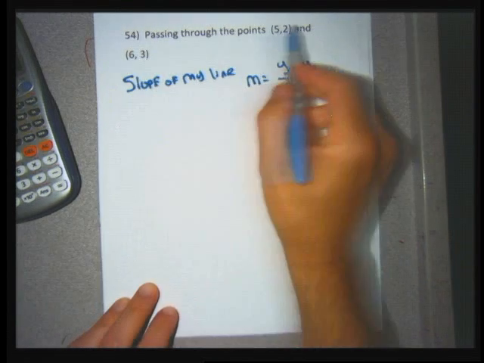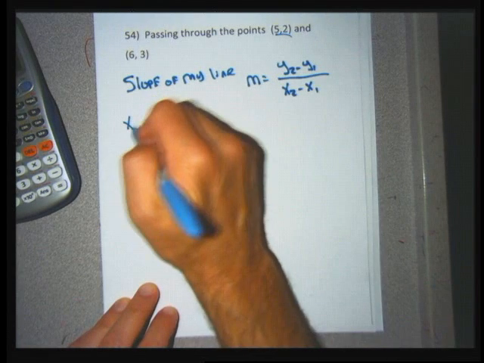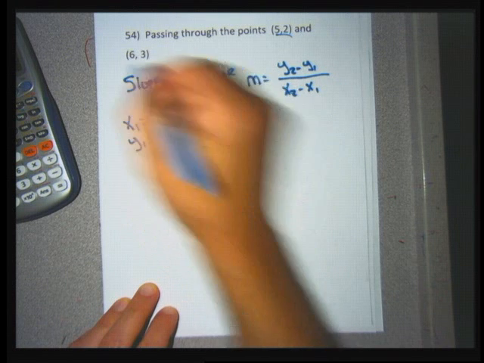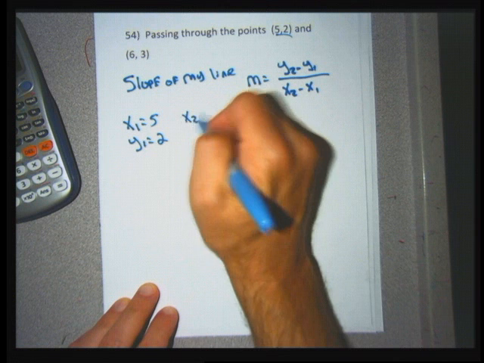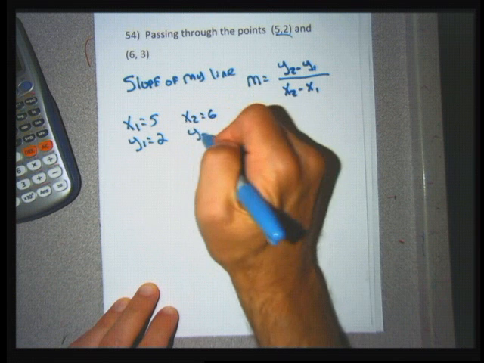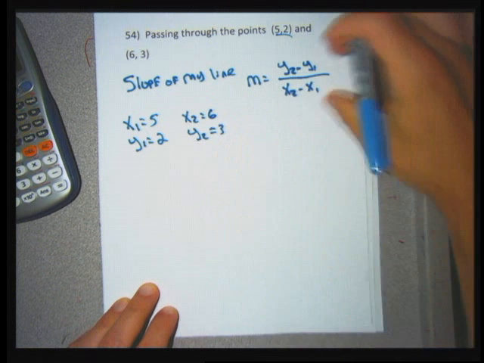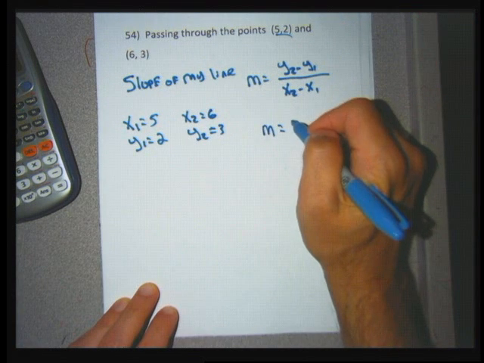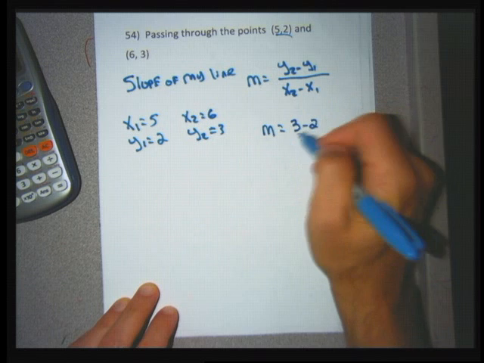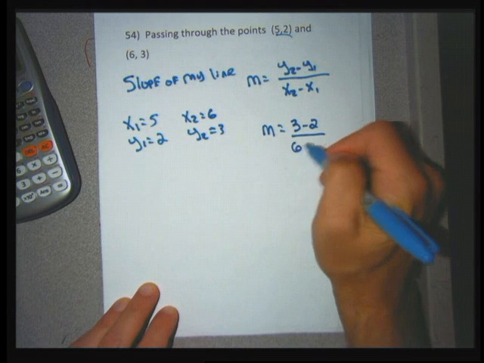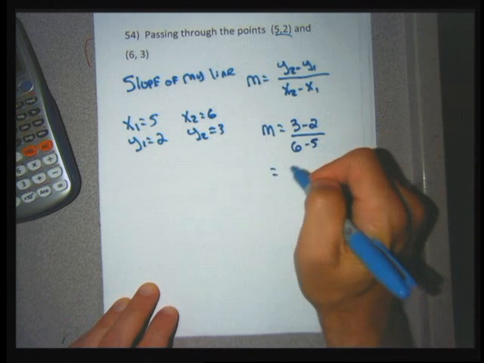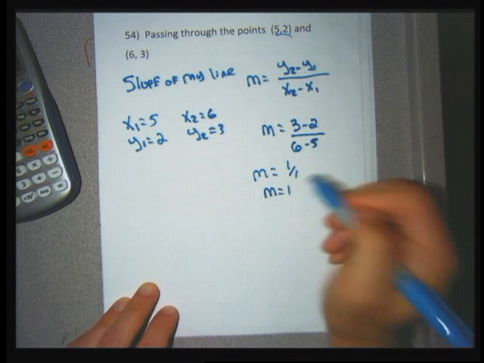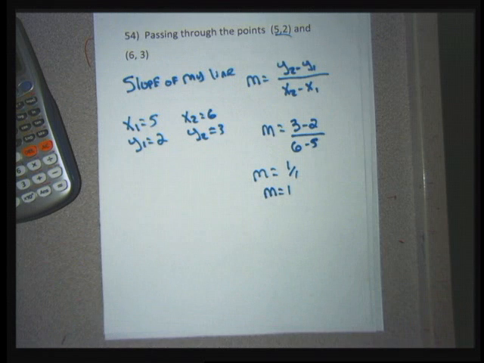What I'm going to do is take the first point, 5, 2, and say x1 is 5, y1 is 2. I'm going to take the second point and say x2 is 6, y2 is 3. I'm going to take those 4 numbers, plug them into the slope formula, and get m equals y2 minus y1, which was 3 minus 2, over x2 minus x1, which is 6 minus 5. This is going to give me 1 over 1, which is 1. So the slope of my line is going to be 1.